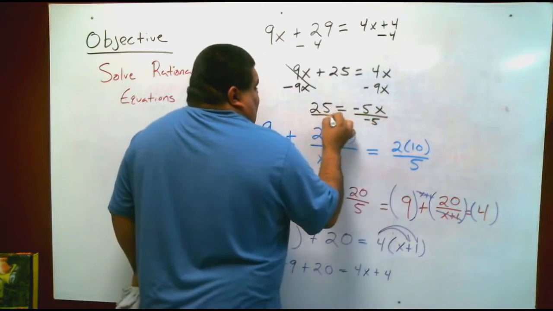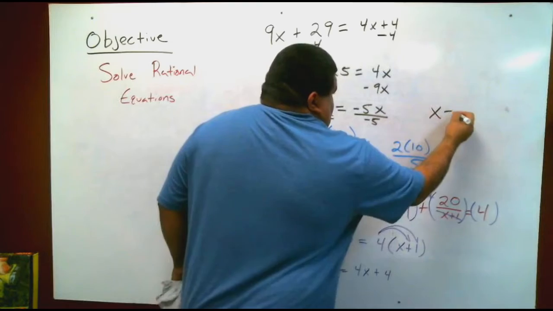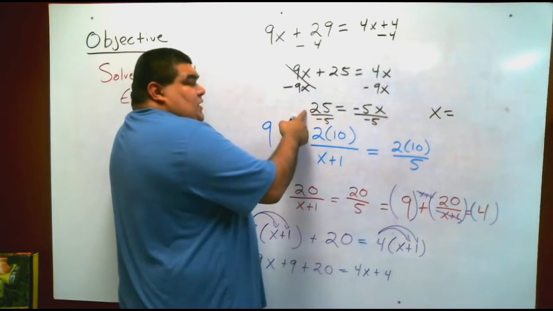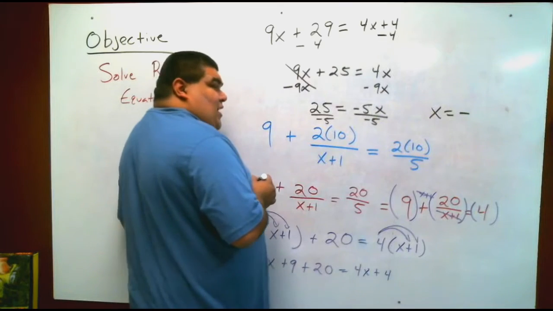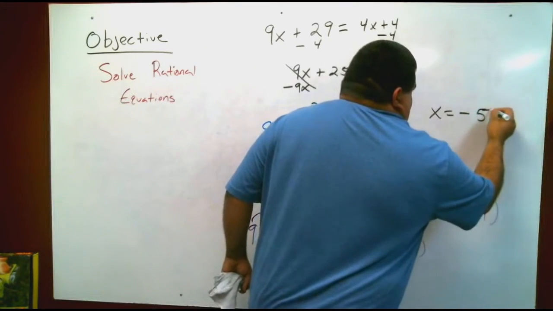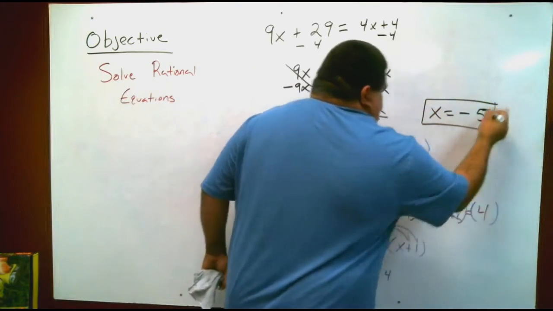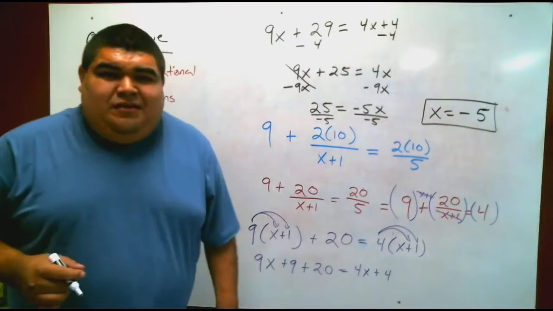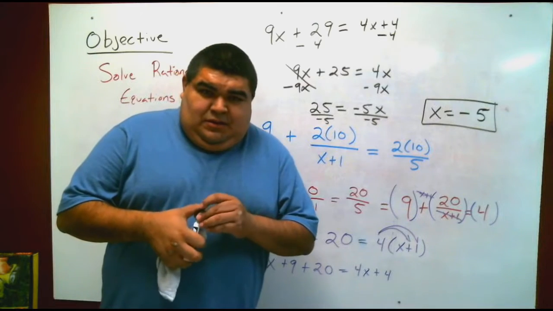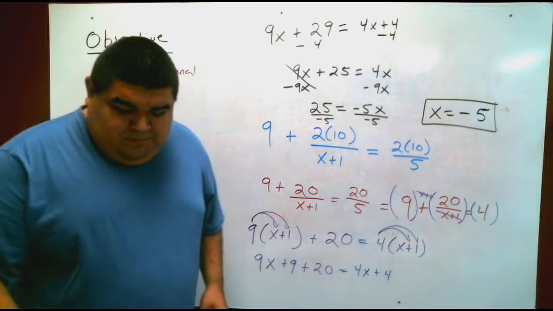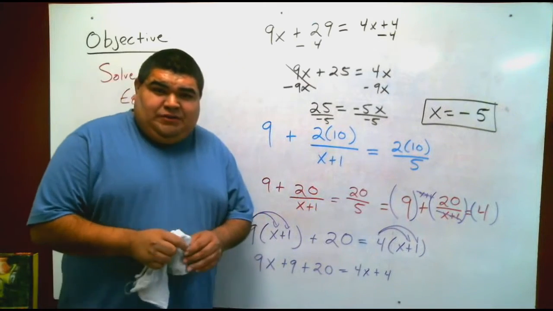Divide by negative 5. So x equals, obviously positive divided by negative is negative. 5 can go into 25 5 times. So our answer is x equals negative 5. Make sure you have it on your notes.